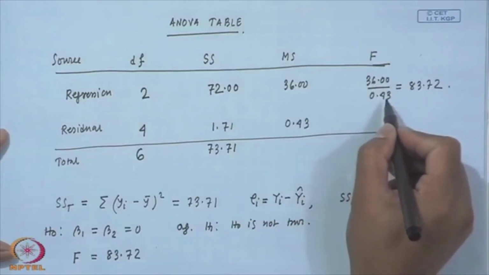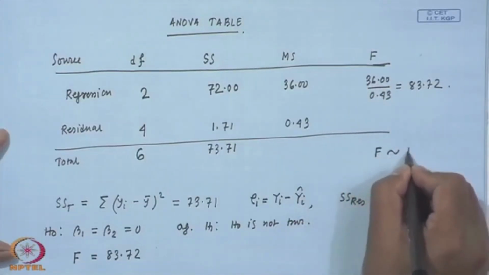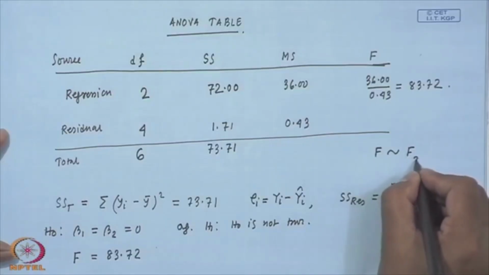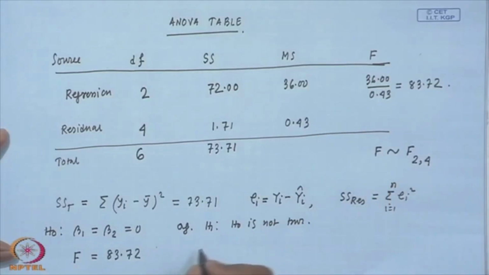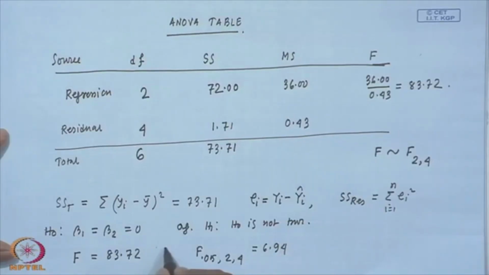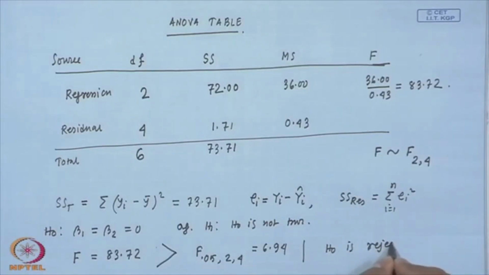What is the degree of freedom for F? F has degree of freedom 2, 4. Now, you check the tabulated value of F 0.05, 2, 4 from the F table, and you can check that this one is 6.94. So, the observed value is greater than the tabulated value, which implies that H naught is rejected. So, the global test says that the fitted model is significant.